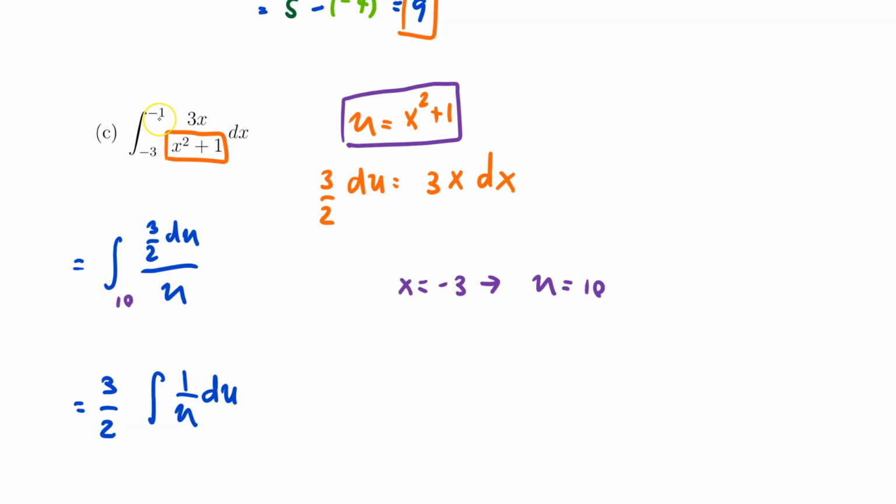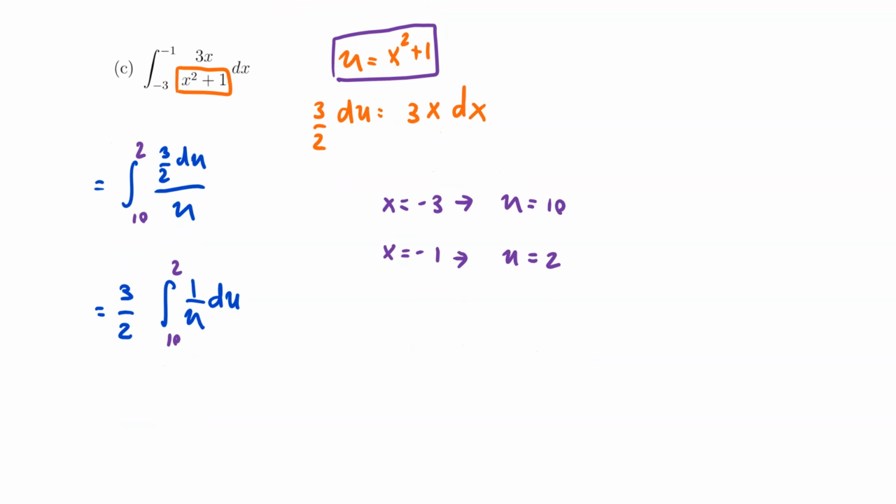And when my x is -1, what is going to be the value of my u? Well, if my x is -1, my u is going to be -1 squared plus 1. So that's going to be 2. So that's going to be my new limit of the integral. It will go from 10 to 2 instead. So that's what I write down here.